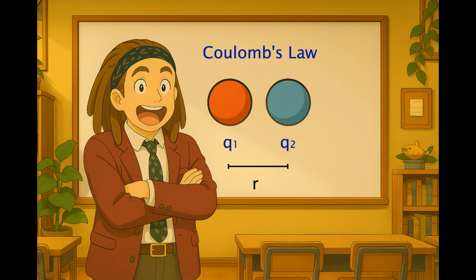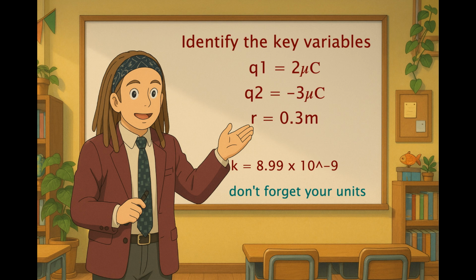First, imagine a simple diagram. Draw two small circles, representing our spheres. Label one as Q1 with a charge of plus 2.0 microcoulombs and the other as Q2 with a charge of negative 3.0 microcoulombs. Now, draw a straight line connecting their centers, representing the distance r between them, which is given as 0.30 meters. Next, let's identify our key variables and constants.